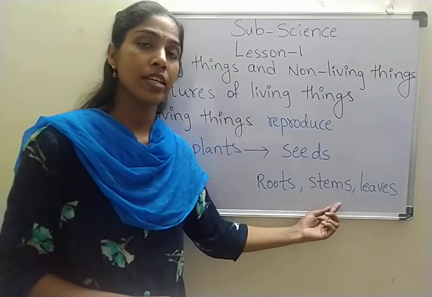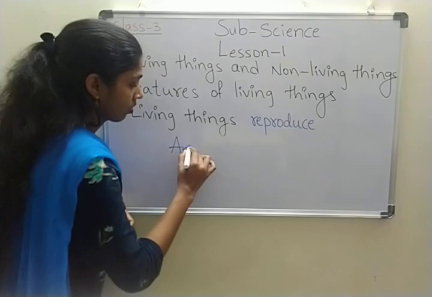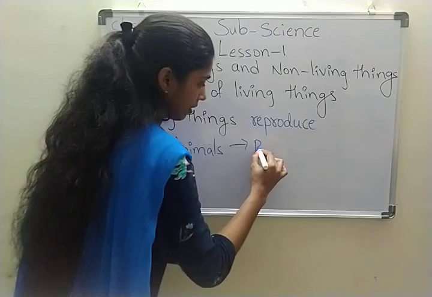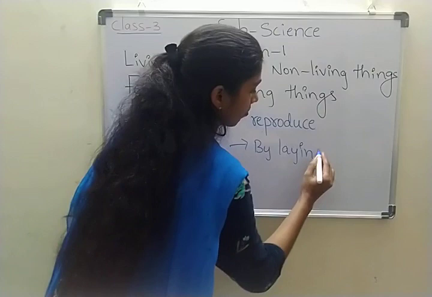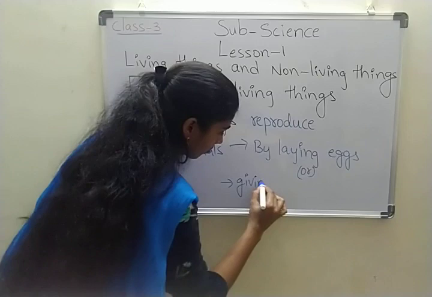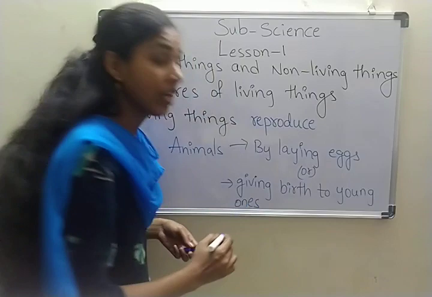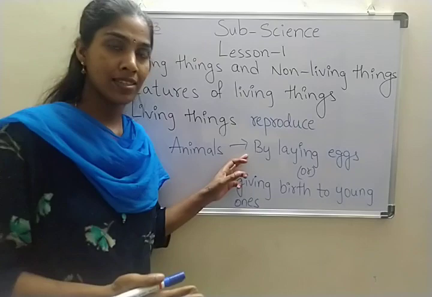Now learn about how animals can reproduce. Animals reproduce by laying eggs or giving birth to young ones of their own kind. Animals like birds, snakes, insects reproduce by laying eggs.